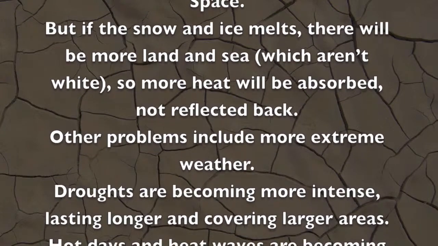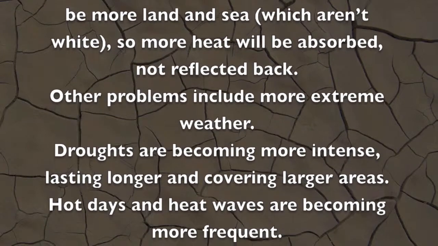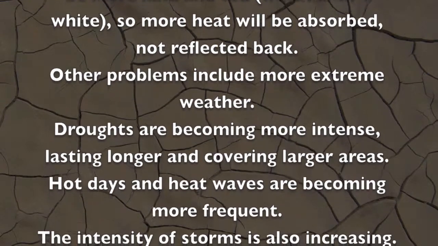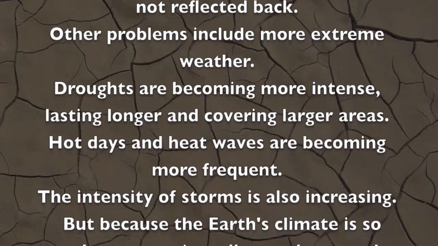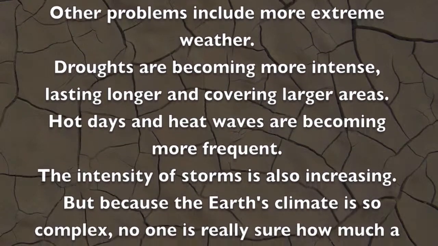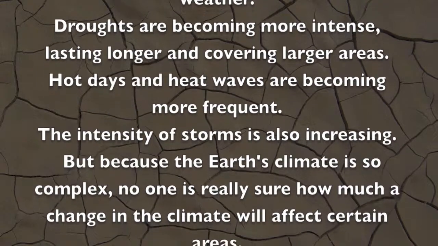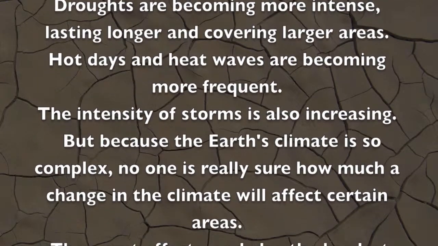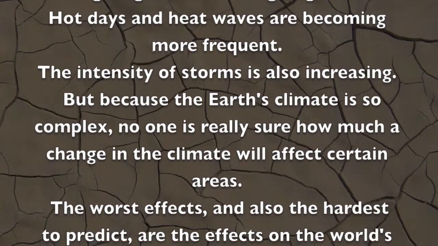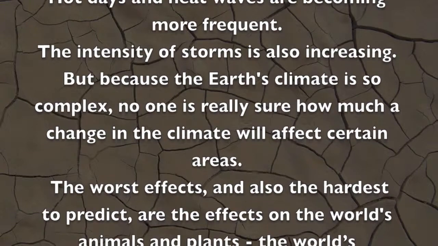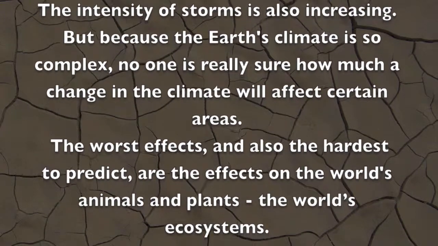Other problems include more extreme weather. Droughts are becoming more intense, lasting longer and covering larger areas. Hot days and heat waves are becoming more frequent. The intensity of storms is also increasing. But because the Earth's climate is so complex, no one is really sure how much a change in the climate will affect certain areas.